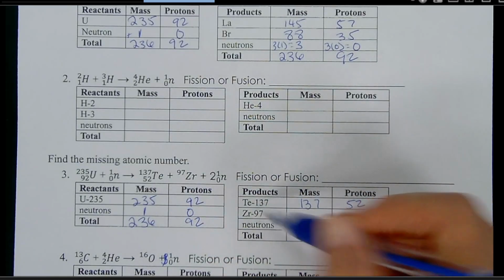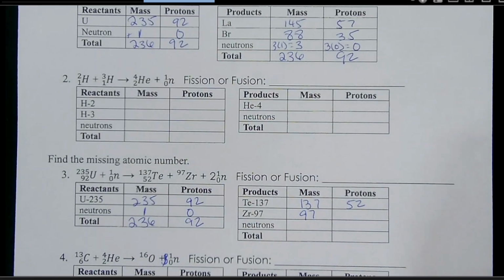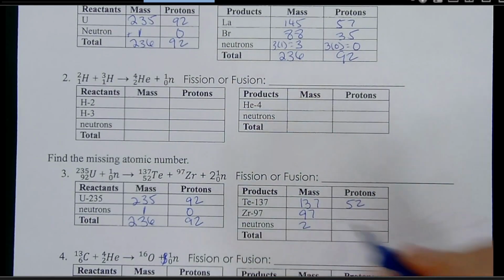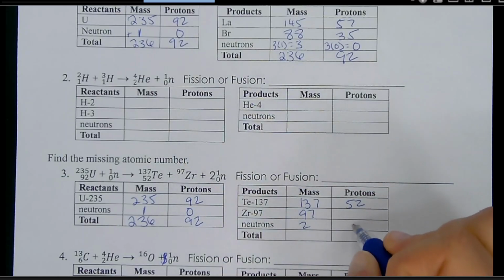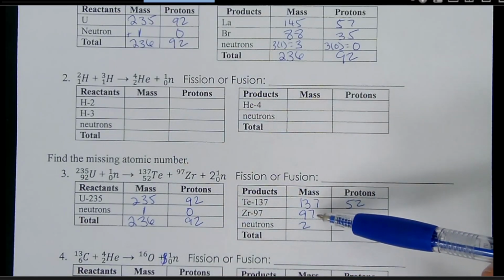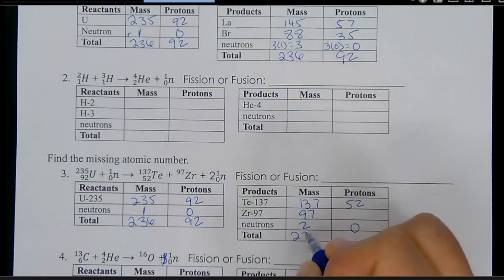For Zr-97, it has a mass of 97. I don't know the atomic number. There are 2 neutrons here, so 2 times 1 gives me 2, and 2 times 0 gives me 0. Now, 137 plus 97 plus 2 should get me 236.